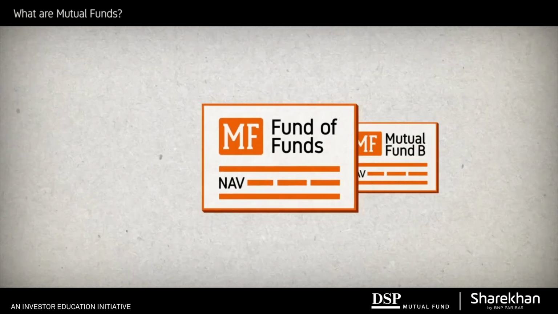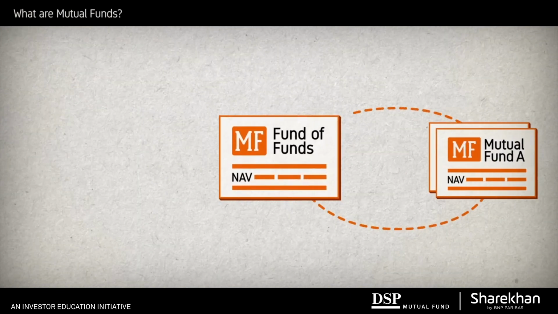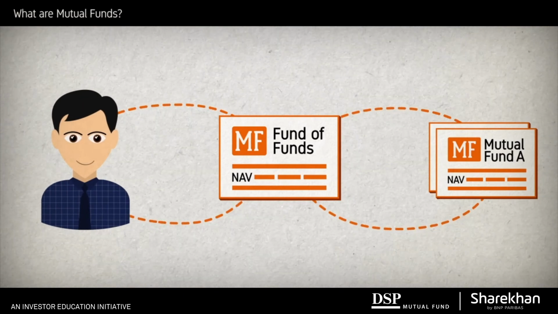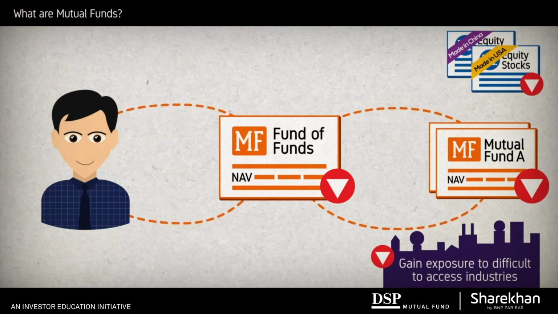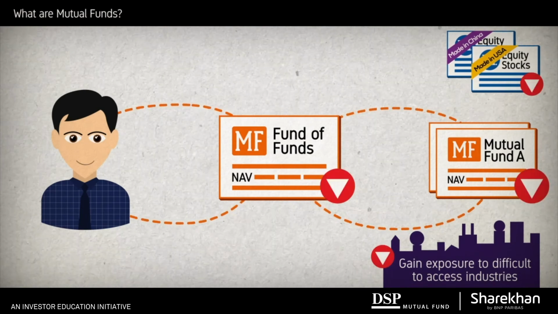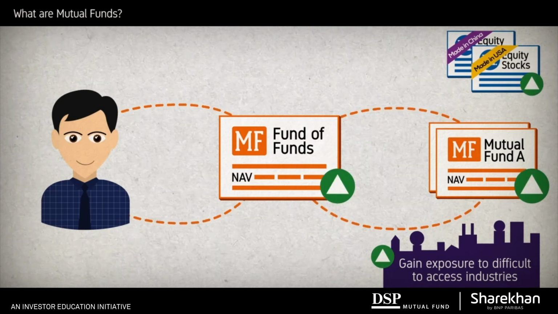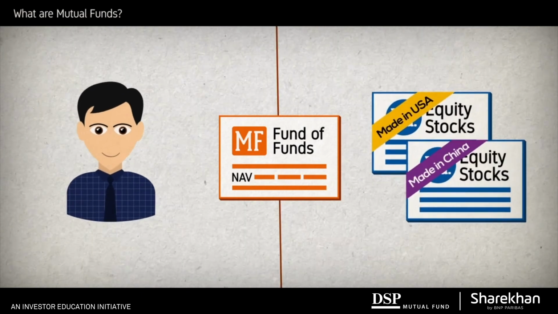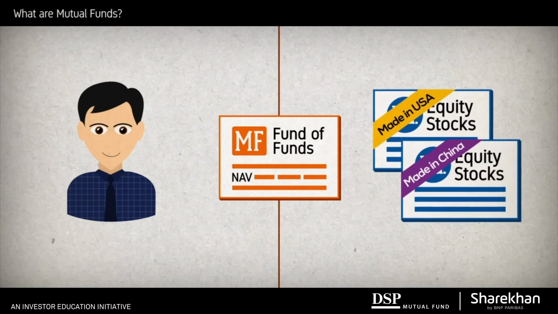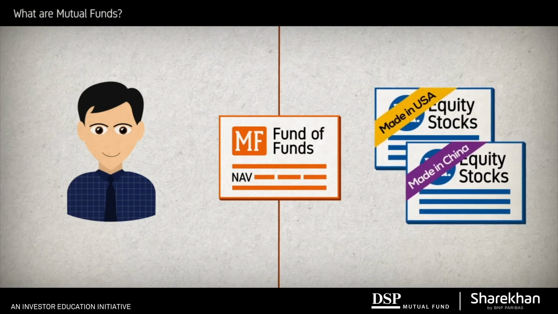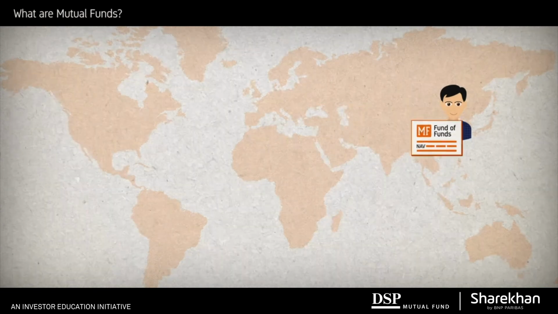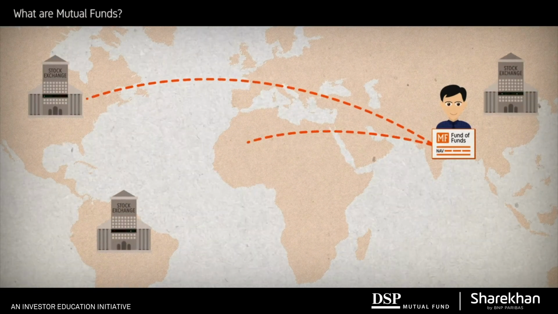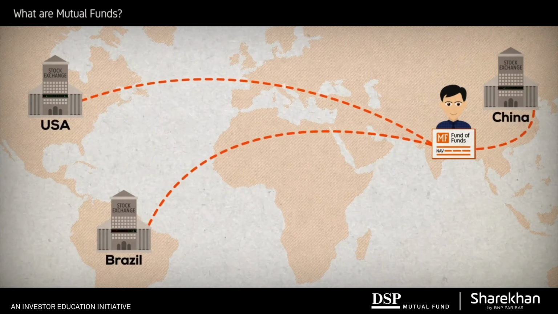These are funds which themselves invest in units of other mutual funds, thereby giving you the benefit of multiple funds in one. These funds can also help you access stocks or industries which may not be easily accessible for you to invest directly. Some fund of funds also enable you to invest in international stocks or mutual funds. For instance, there are some popular fund of funds available in India today that can give you access to stocks from international markets such as the US, Brazil, or even China.